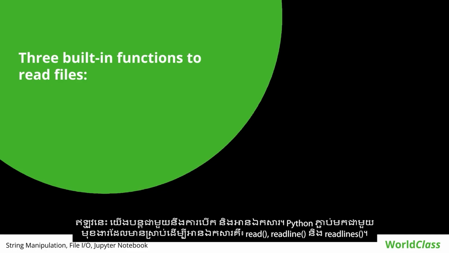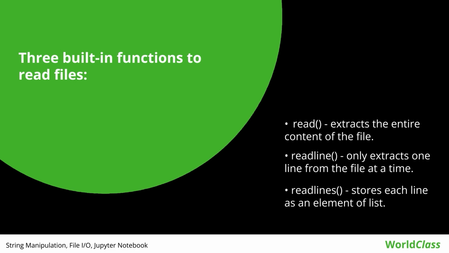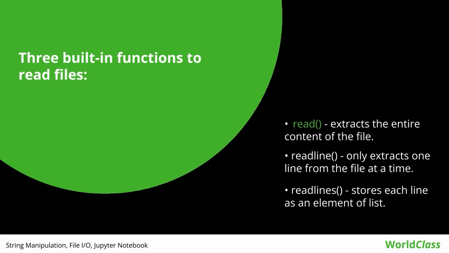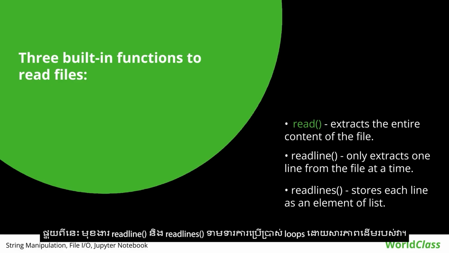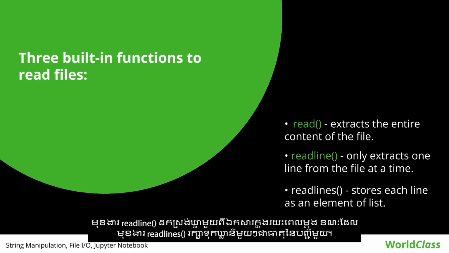Now, let's proceed with opening and reading files. Python comes with 3 built-in functions to read them: read, readline, and readlines. The read function simply extracts the entire content of the file. The readline and readlines functions, on the other hand, require the use of loops due to their nature. The readline function only extracts one line from the file at a time, while the readlines function stores each line as an element of a list.